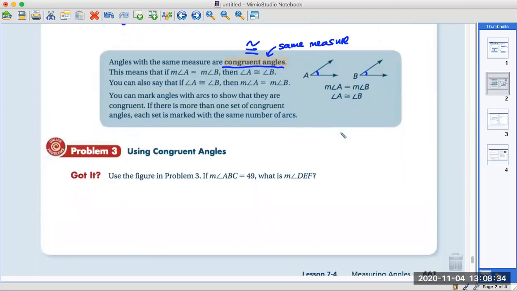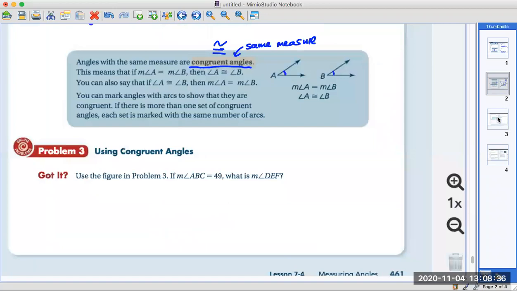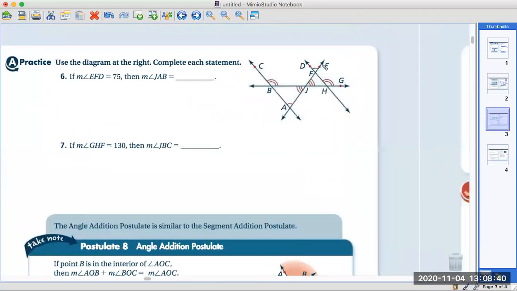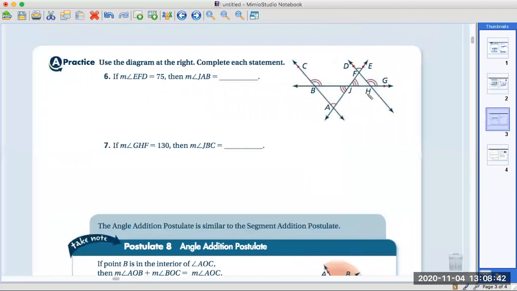Okay, we're going on to next page. And we're looking at this photo and you see the arcs. And the arcs just tell you which angles are congruent. So one arc means these two angles are congruent. Two arcs means these two angles are congruent. Three arcs means these two angles are congruent. So that's what this all means.